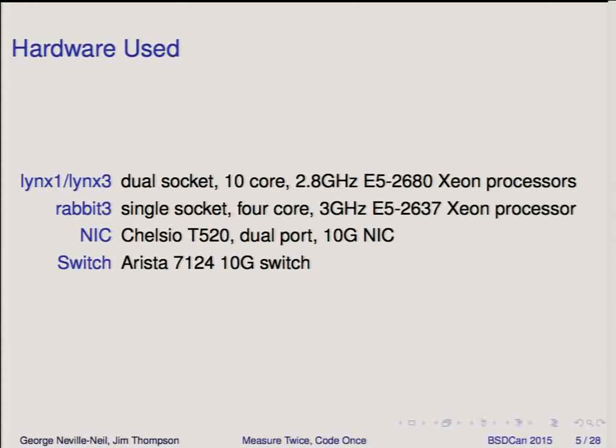So in a lot of the tests I've done, and what I'm going to present today, we've got a source and a sink, which are dual socket 10 core 2.8 gigahertz Xeon monsters. I think they actually heat the room pretty well. And then we put a 4-core but fast machine in the middle. We're using Chelsio T520s, dual port 10 gig NICs, and an Arista 7124.